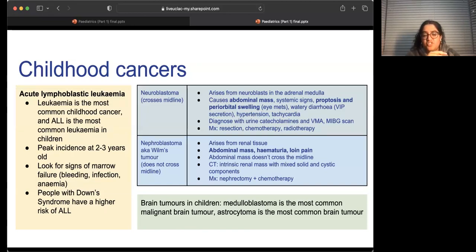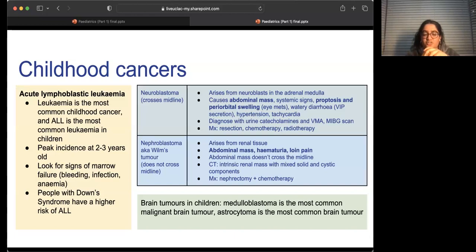And then in terms of imaging, it's a CT and it has a mixed characteristic. It's got solid bits and fluidy bits. And the way it's managed is with a nephrectomy. So you'd be removing the kidney or part of the kidney that's diseased. And then also you give chemotherapy, and the prognosis is pretty good. I know that the younger it gets picked up, the better prognosis you have as well.